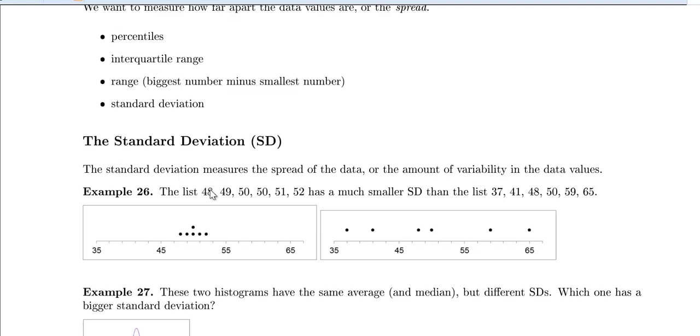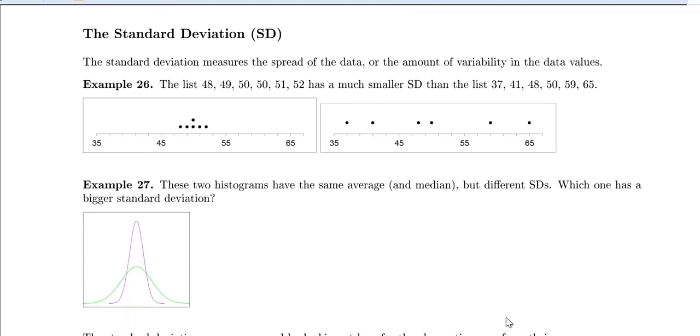So for example 26, I have my list of numbers 48, 49, 50, 50, 51, and 52. And notice I have this little dot plot for you. It has a much smaller standard deviation than the list 37, 41, 48, 50, 59, 65. Notice I put the 2 dot plots on the same scale, and you can see that the second one is much more spread out. And so if it's spread out more, you have a bigger standard deviation.